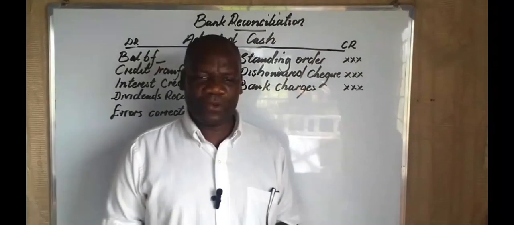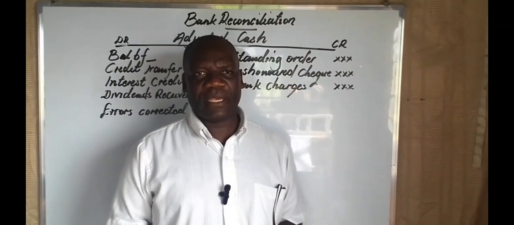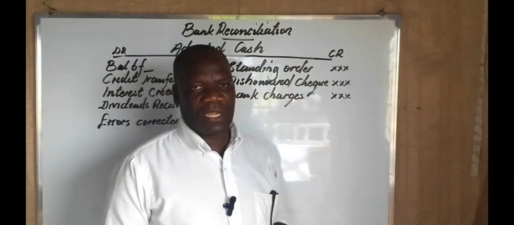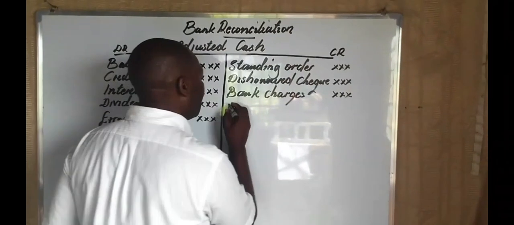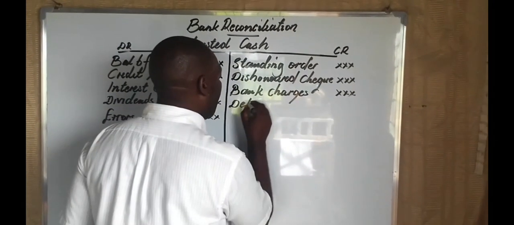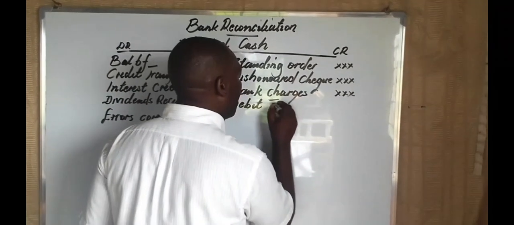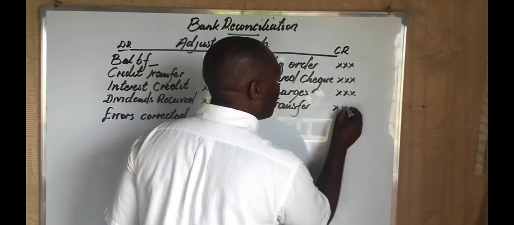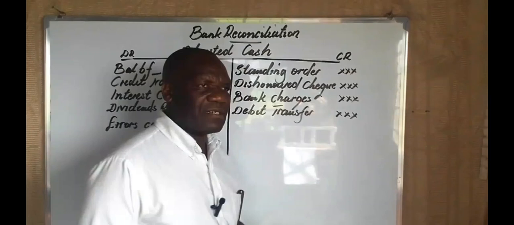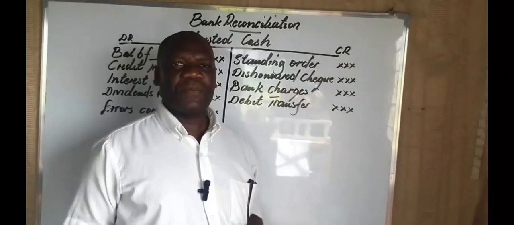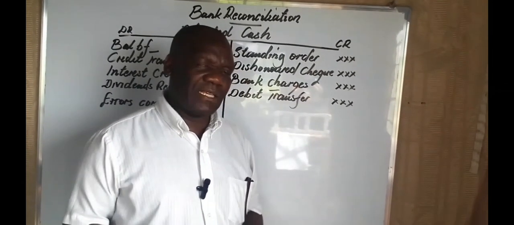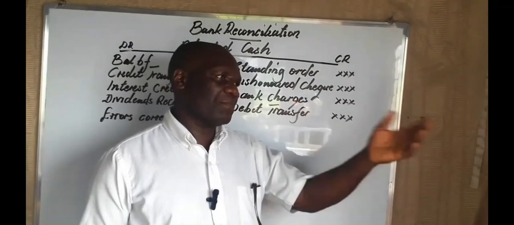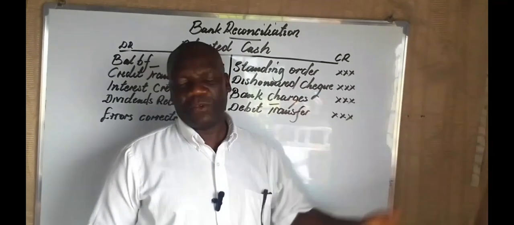The other item also, the debit transfer. Okay? Debit transfer, we can say it is as good as a standing order. So we indicate it, debit transfer. Why do we indicate the debit transfer? Because your account has been charged. The amount of money in the account has reduced. Okay? Why? Because there's a transfer that has been taken out of your account.